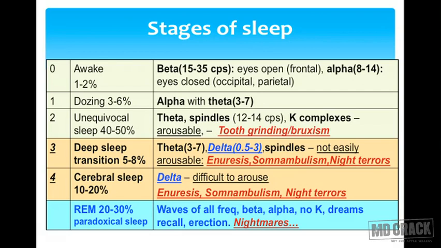And the last phenomenon seen in this is the night terrors, which are the fearful dreams which are not recalled after waking up. So again, that's a deep sleep. So 0, 1, 2, 3, 4 are the non-rapid eye movement types of sleep.